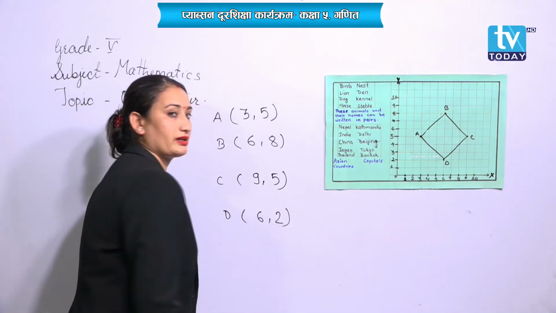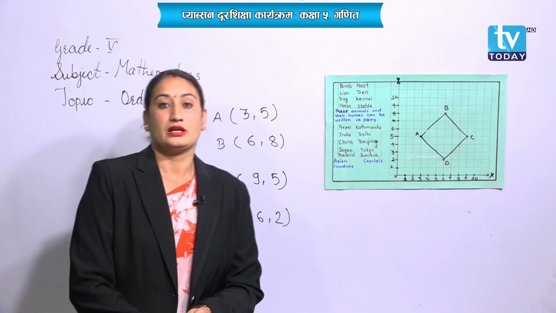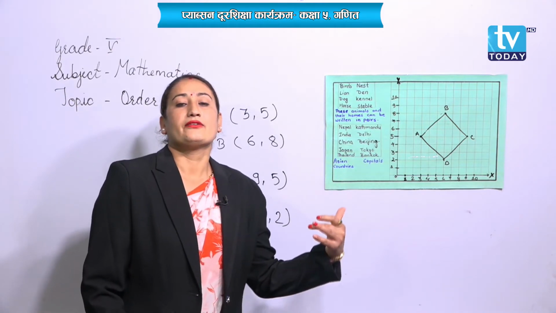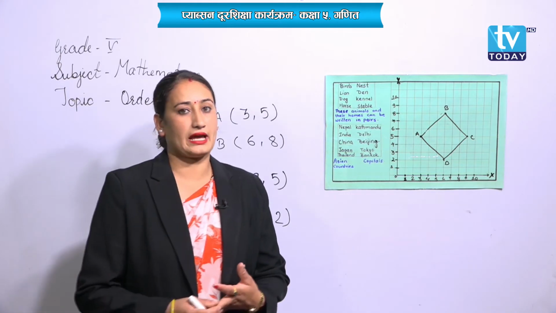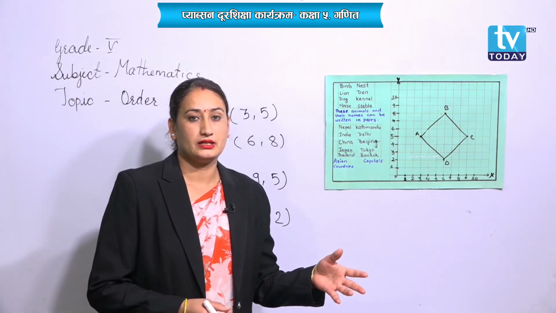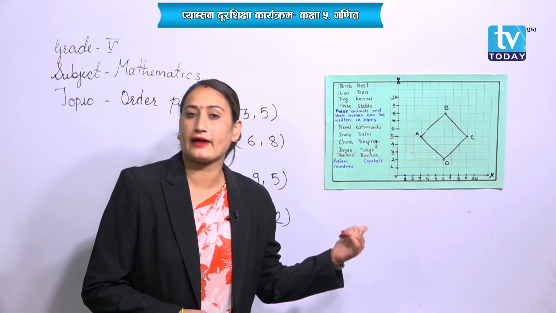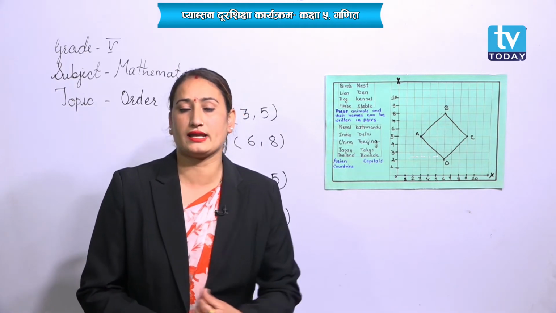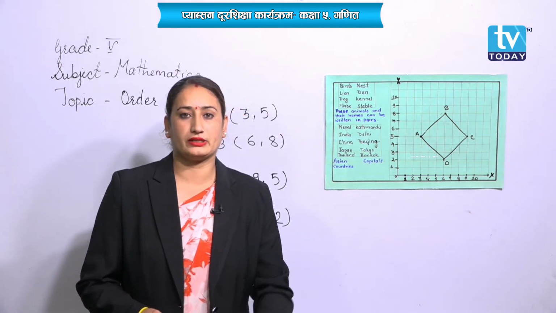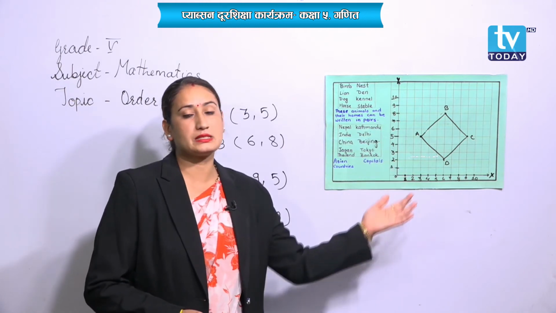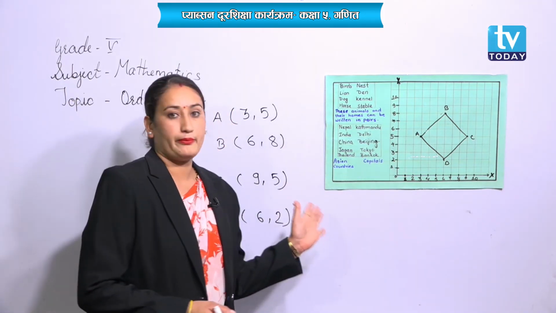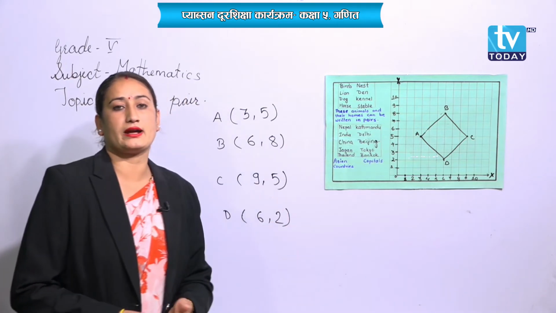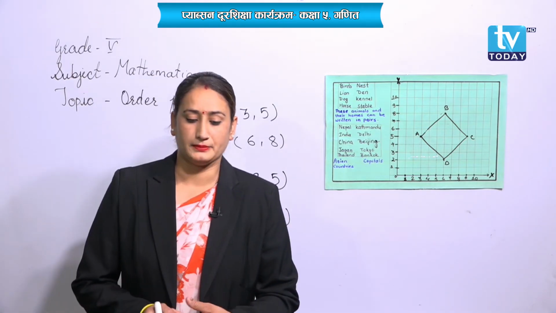Done? Okay, student. So, you can find this type of question also in your book. Can you plot the points? Can you join the points? I have shown you how to join the points, right? Plot the points, join the points, and from this type of picture also you can find out the ordered pairs. So, this is the way of finding out the ordered pairs.